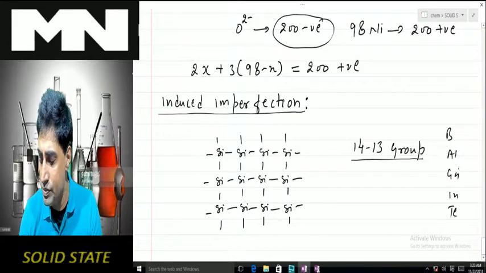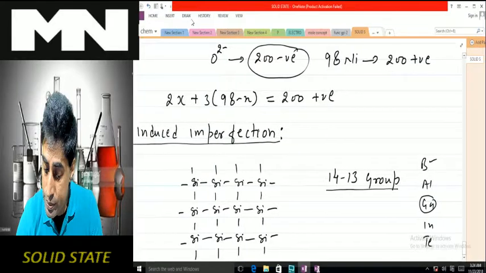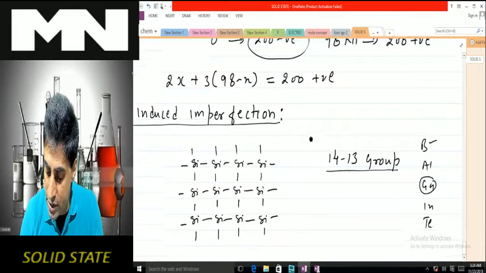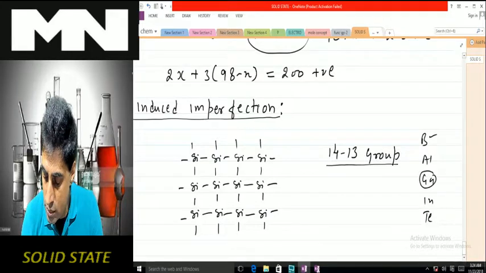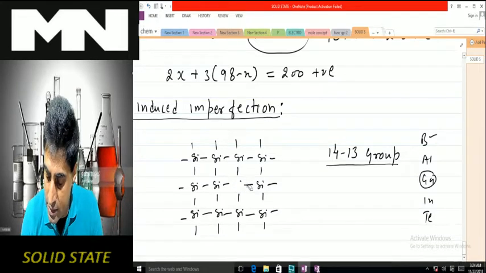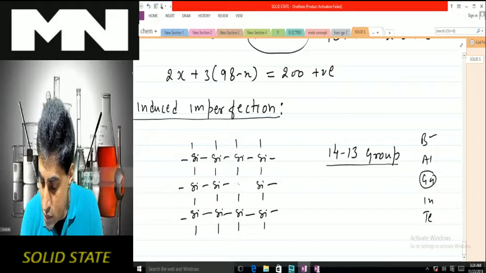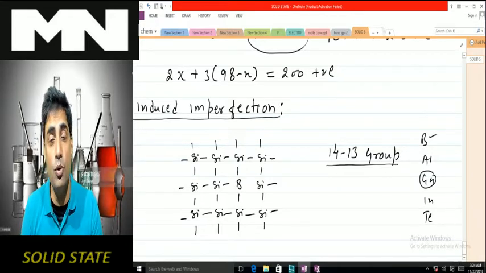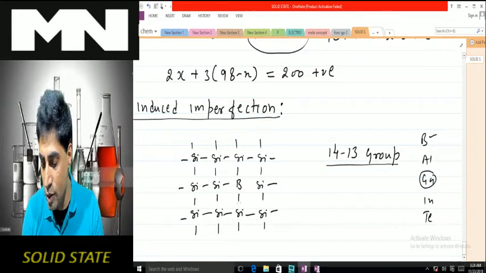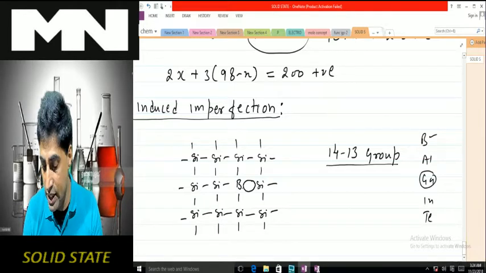Suppose I am putting gallium, which commonly forms 3 bonds, gallium or boron. Okay, we'll take boron. So here in this case, I am replacing one of the silicon atoms by a boron atom. Now suppose here in this case you got a boron. Boron in valence shell has got 3 electrons, so it is forming 3 bonds. But you will see there is a vacancy. This is a hole you have got, empty space.